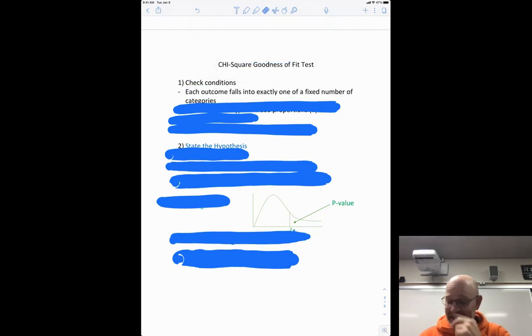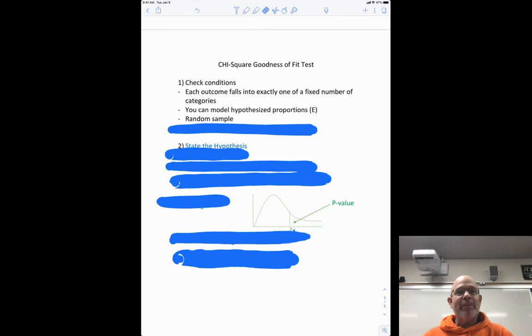First condition is each outcome must fall into exactly one of a fixed number of categories. You can't have outcomes that are in 2 different categories. Okay. You can model your hypothesized proportions. This is a little bit silly, but we have to have a model, which we're going to have. It has to be a simple random sample. Sorry, I guess I should say SRS here.